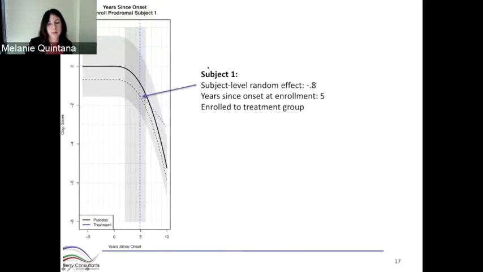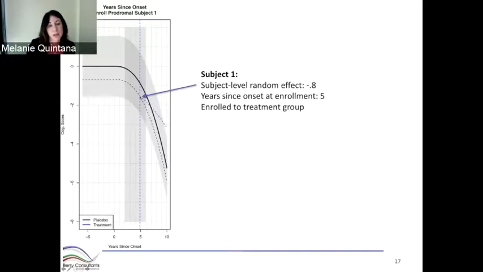So let's say we want to simulate one subject. So this first subject comes in. We simulate that their random effect in the y-space is minus 0.8, given the variability that we estimated from our model. So this subject, on average, performs a little bit worse than most individuals on this test. So we expect they're going to follow this black dotted line over the course of their disease if they were not given any treatment. We enroll them in the trial at 5 years since onset, 5 years after they had their cognitive onset. So we enroll them at this point. So they would follow this black dotted curve if they were on placebo.